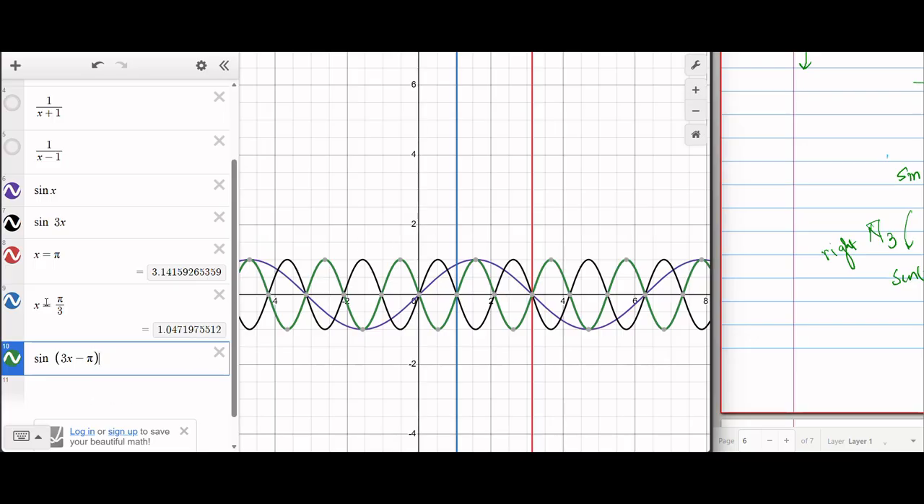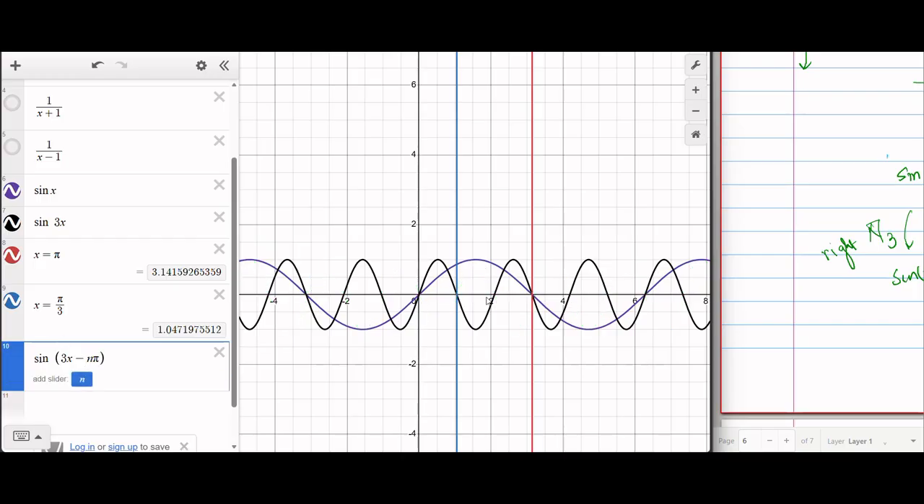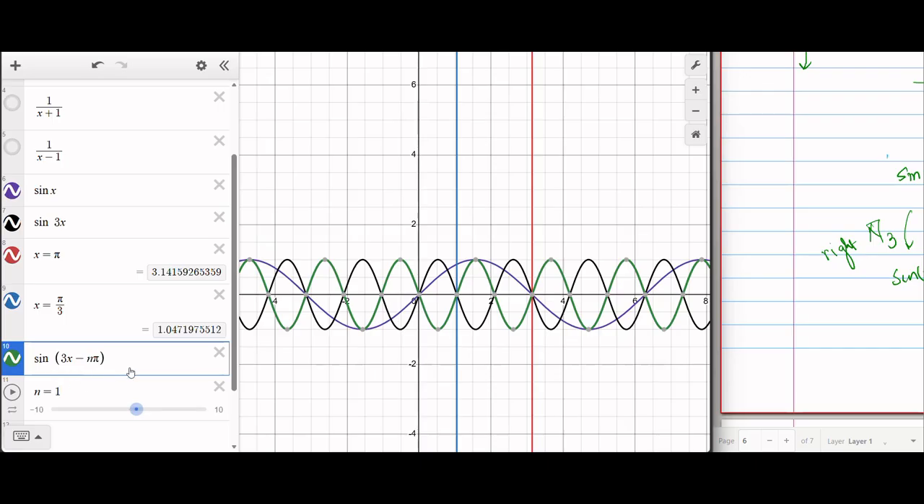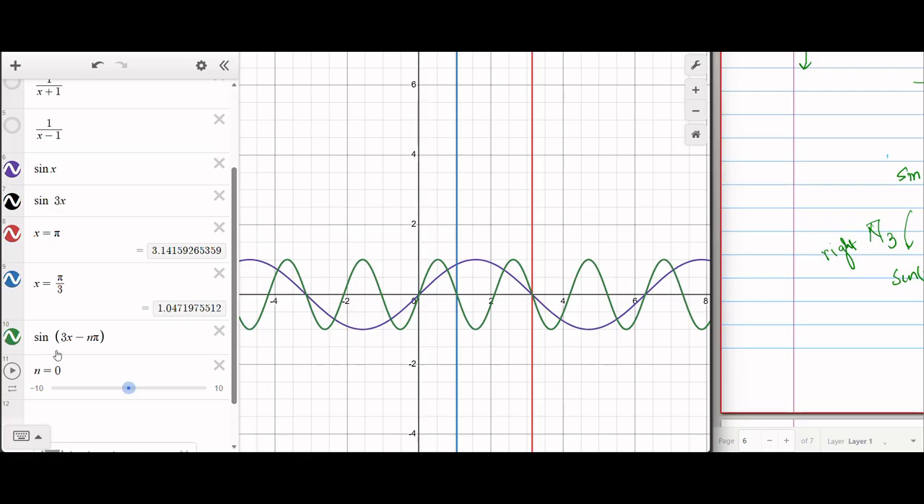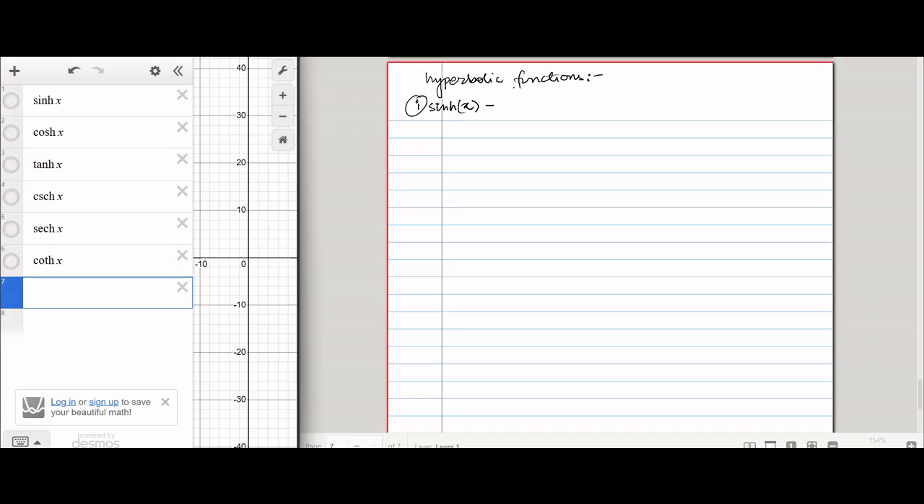To make it more intuitive, let's add an n. Let's start from 0. If it's 0, then it's basically sine 3x. Now if we keep on increasing, at n equals 1, which is pi, which is sine 3x minus pi, we get the required function. If we move back to 0, which means sine 3x, then we'll see the green curve moves to the left and merges with the sine 3x curve. So it's just shifting of the original function. Got it?